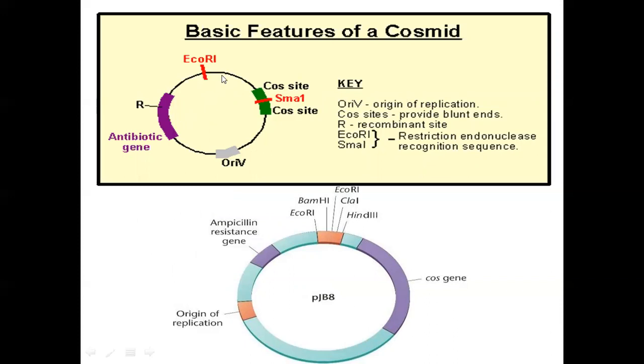The hybrid vector has the restriction sites, and here is the ori site. Antibiotic resistance genes are the selectable marker genes. So this is a typical structure of a cosmid vector.